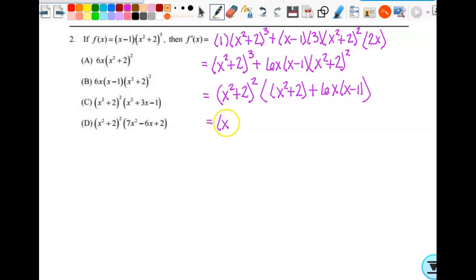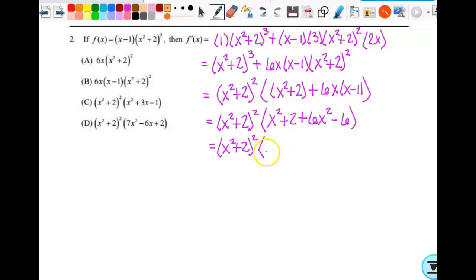So this is x squared plus 2 squared. And then in here I have x squared plus 2 plus 6x squared minus 6. So that gives me x squared plus 2 squared times 7x squared minus, oh wait, oh this should be 6x, I'm sorry, when I distribute, I didn't distribute correctly, that should be 6x, 7x squared minus 6x plus 2, and that matches D.